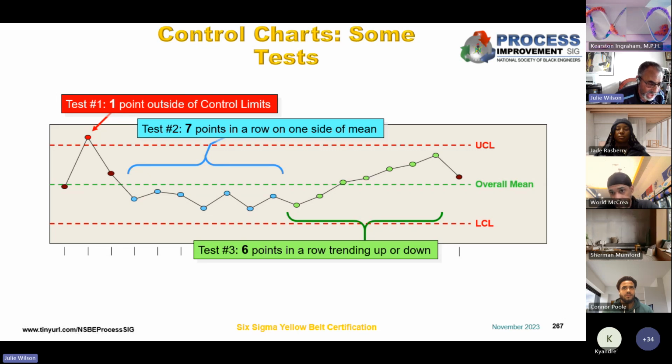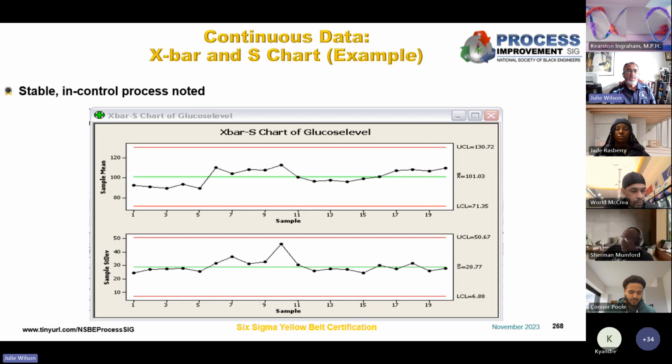And it may suggest that you have like a 2-shift operation. Your day shift is giving you one result, your night shift is giving you another result. You know, one person's signing with their left hand, one person's signing with their right hand. So bottom line is these control charts have built-in tests to let you know when there are special causes that are disrupting your process that need to be adjusted for. So these processes are both stable and in control.